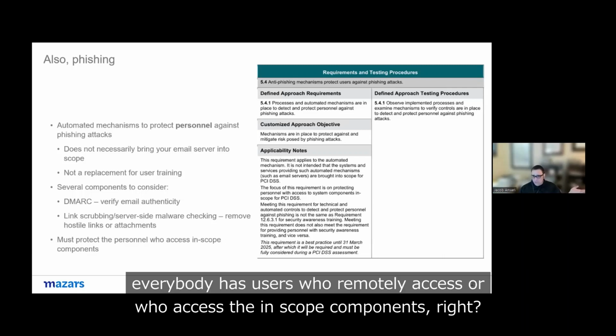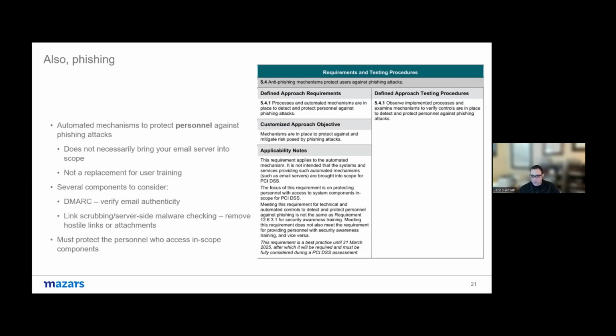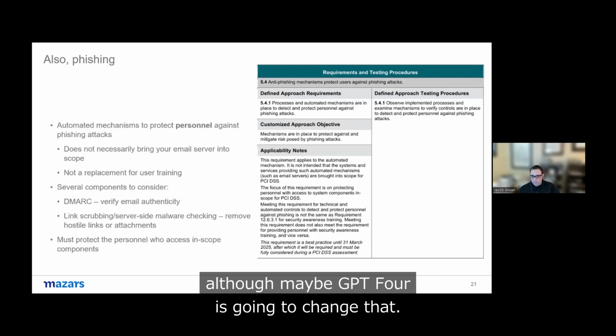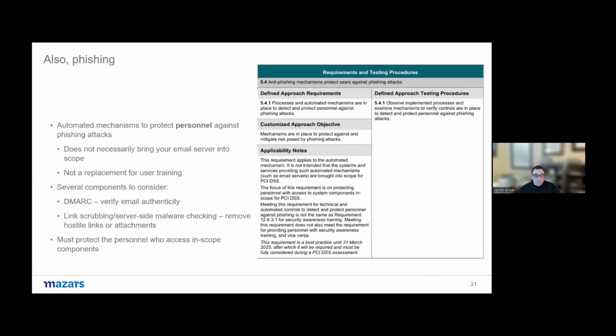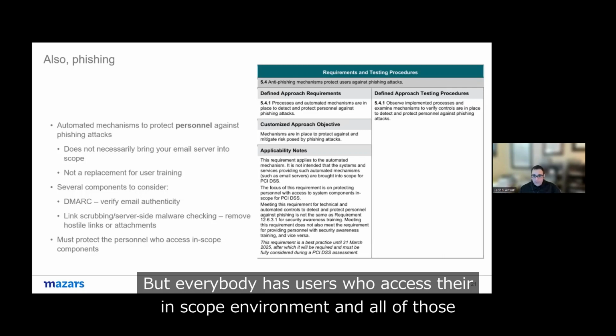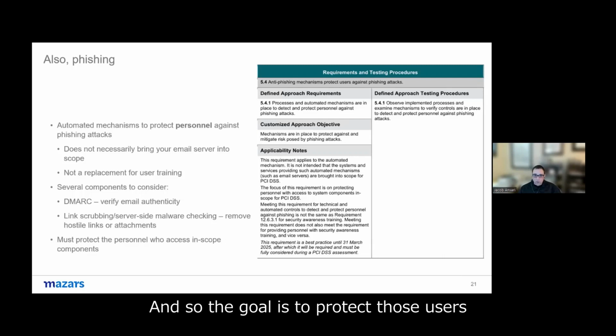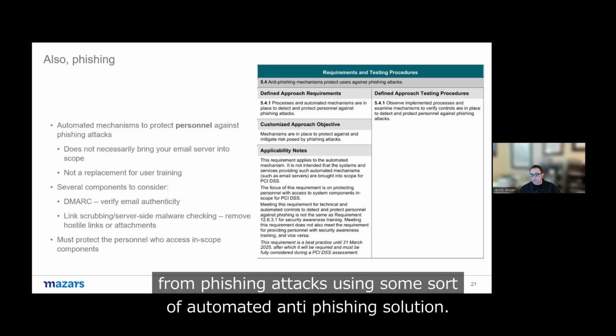And again, this is potentially another sleeper requirement in terms of its significance, because very nearly everybody has users who remotely access or who access the in-scope components. I don't think there are too many shops out there with no human intervention, that just run autonomously, although maybe GPT-4 is going to change that. But everybody has users who access their in-scope environment, and many of those users have email addresses.